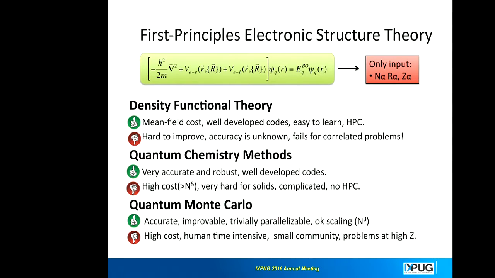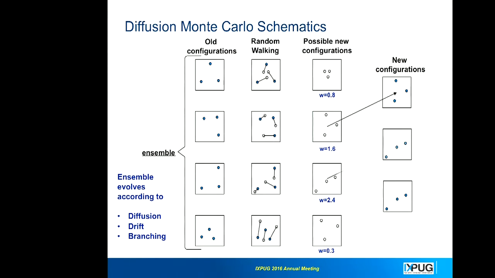So for this reason, as computers become more available, we have more opportunities to use this accurate method. Quantum Monte Carlo is a collection of Monte Carlo methods for quantum mechanics, but the main algorithm we use is diffusion Monte Carlo. Here I give a schematic to show you how it works.